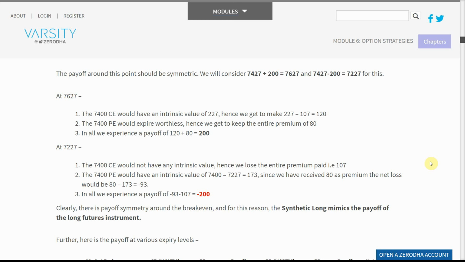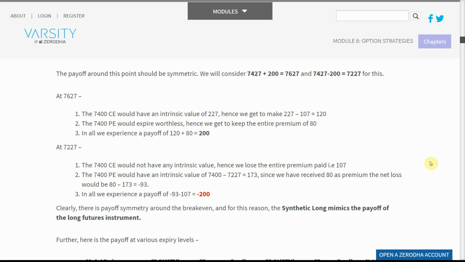At 7,627, the 7400 CE would have an intrinsic value of 227. Hence we get to make 227 minus 107 equals 120. The 7,400 put would expire worthless. Hence we get to keep the entire premium of 80. In all, we experience a payoff of 120 plus 80 equals 200 at 7,627.